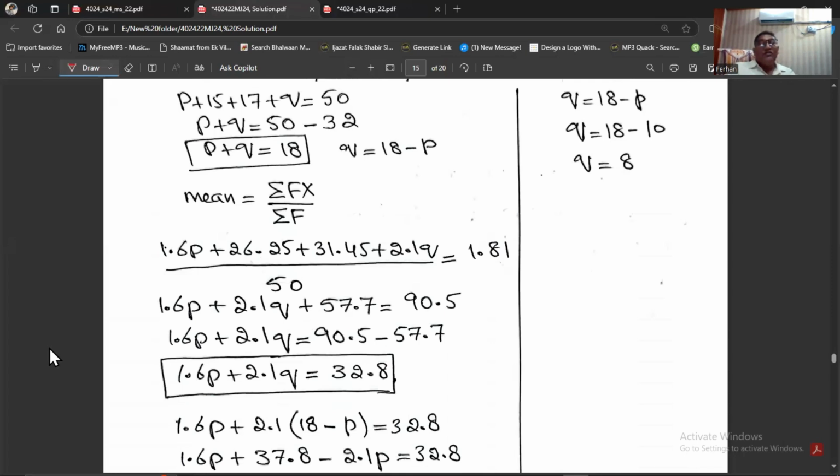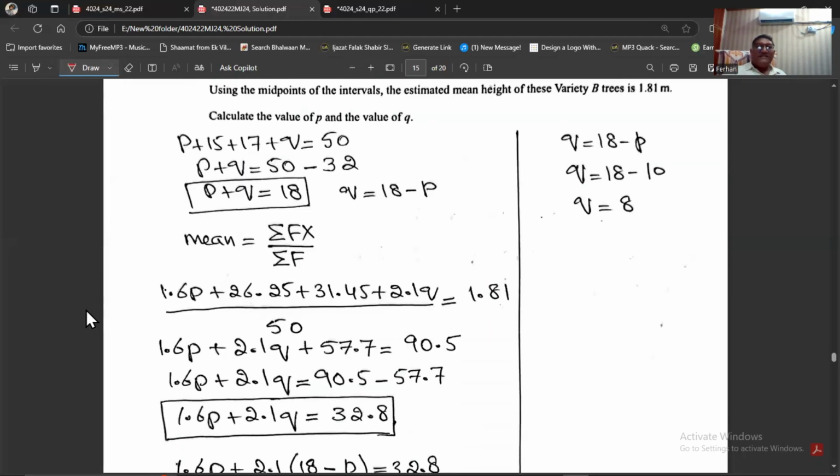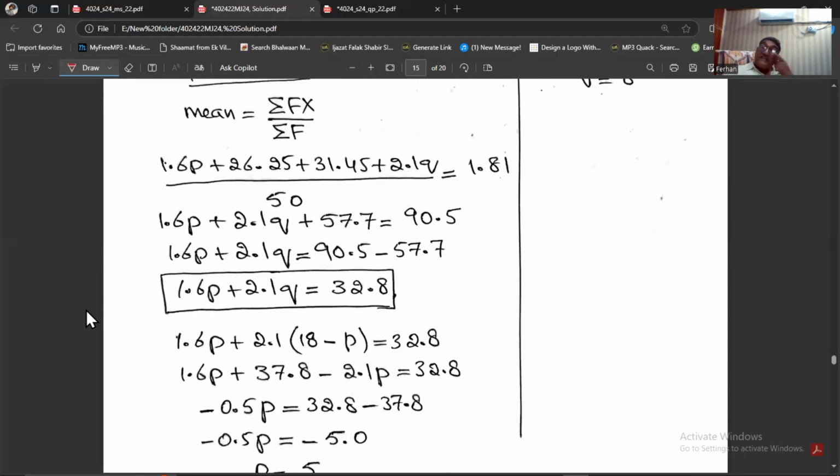Then we know the mean is equal to summation fx divided by summation f. So I will take all these fx values, add them, and divide by the total frequency. The total frequency here is 50, and the mean given in the question is 1.81. So we have 1.6P plus 26.25 plus 31.45 plus 2.1Q, the whole thing divided by 50, equals 1.81. This 50 will go to the other side.